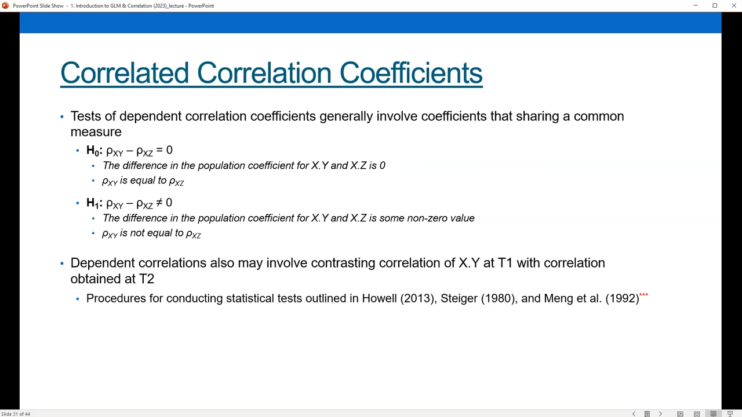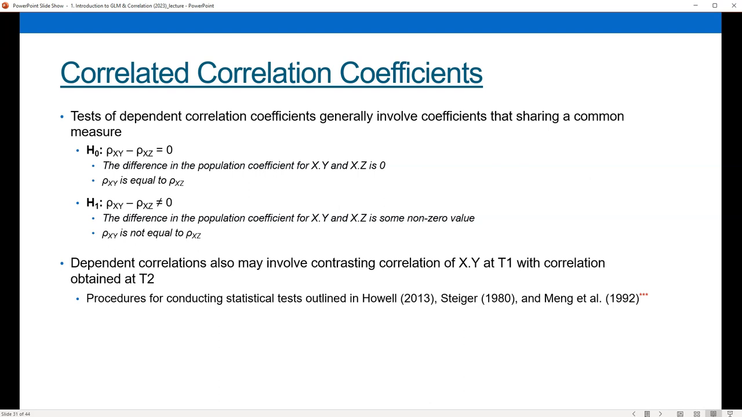Now, note that the tests of dependent correlations can also involve a comparison of X and Y at time 1 with a correlation of X and Y at time 2. Here we've got kind of a repeated measures thing. This is also a situation where you have dependency. You don't have a third measure here. You're just looking at X and Y at time 1 with this sample and X and Y at time 2 in this sample. Here you would use a similar procedure for comparing correlated correlation coefficients in this situation.